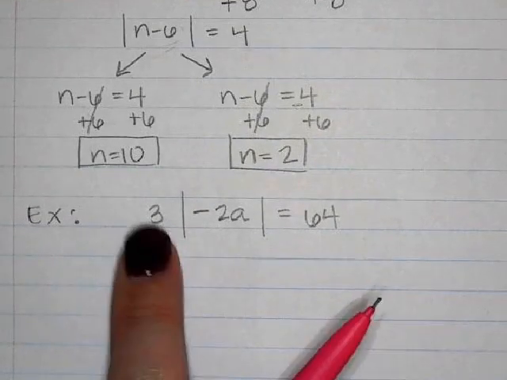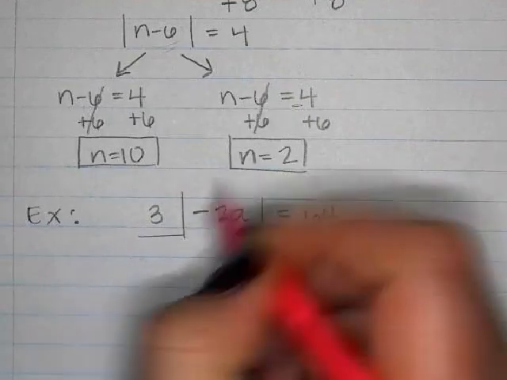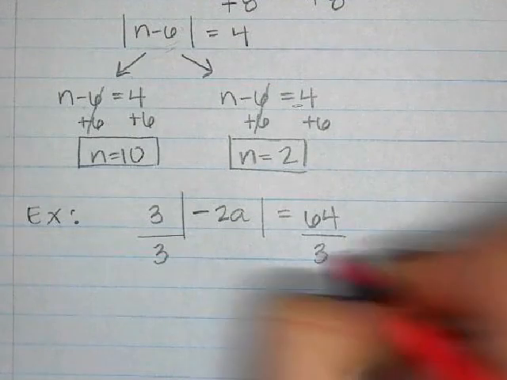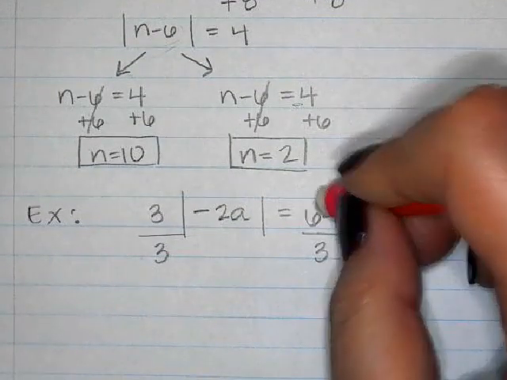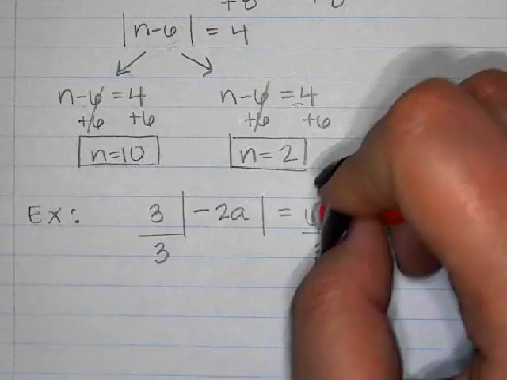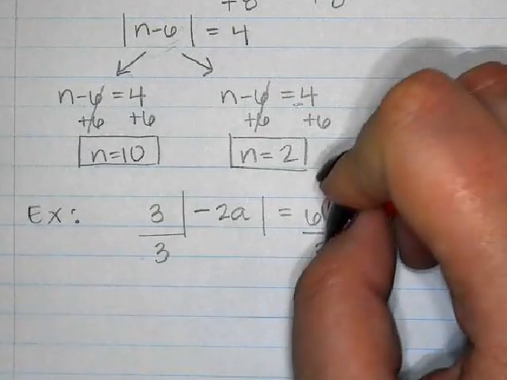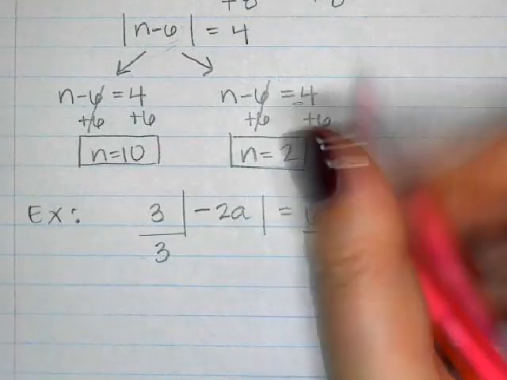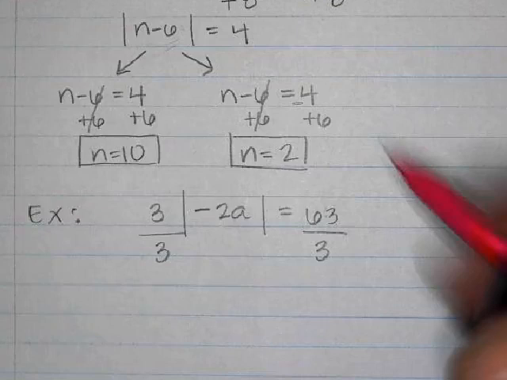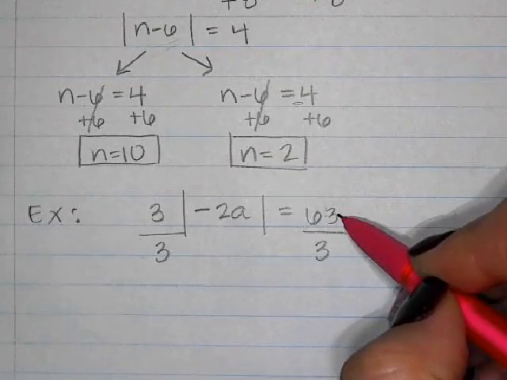Oh, and I said 64. I meant 63. Can I switch that, or will that be confusing for you guys? I can switch it. So I'm switching it to make it so it's not a decimal when we divide it. So it'll be a nicer number. Let's do 63 instead of 64.